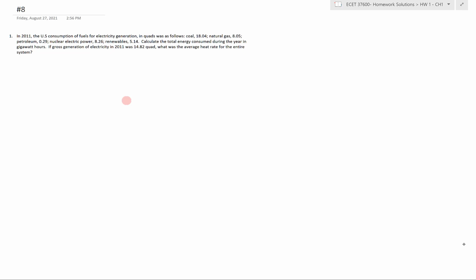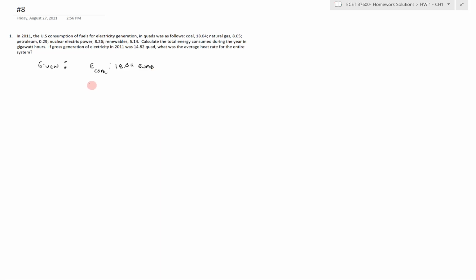So we're given these different amounts of energy consumption, so that's the input energy into the electric generation system of the United States. And so we'll just summarize those. Those are all energies, right? That's what quads are. It's a very common unit when energy quantities are very large. So the energy input into the coal plants total was 18.04 quad. Remember, quad stands for quadrillion BTU, or 10 to the 15th BTU.